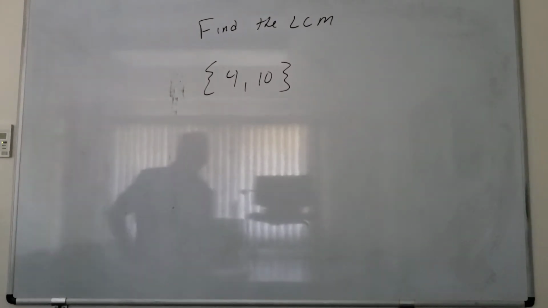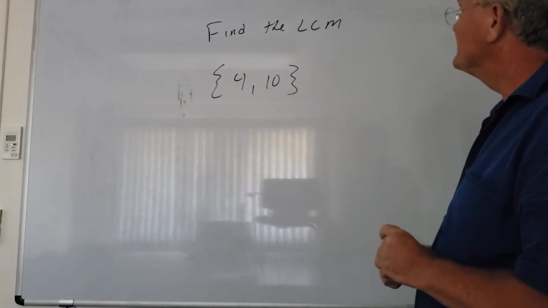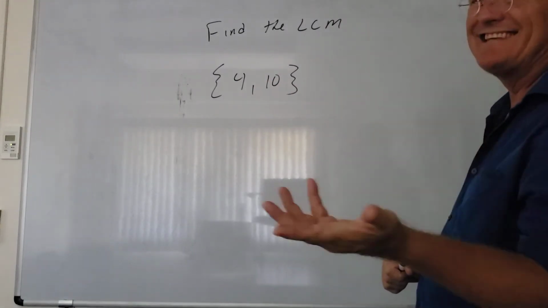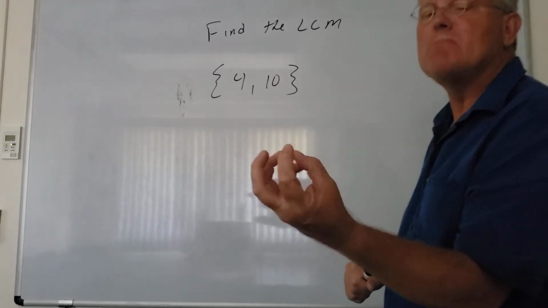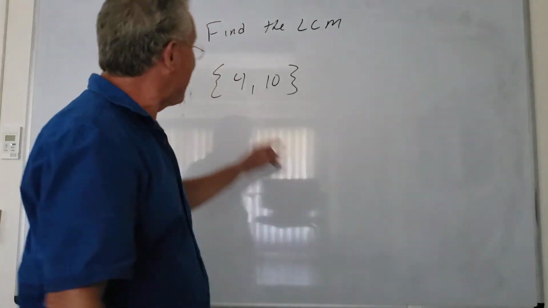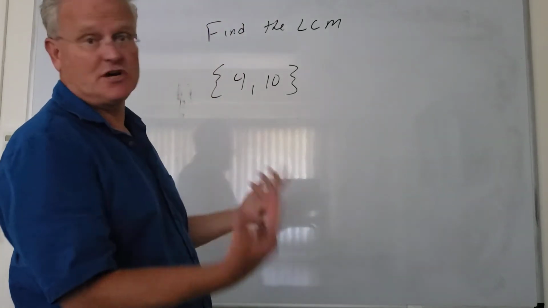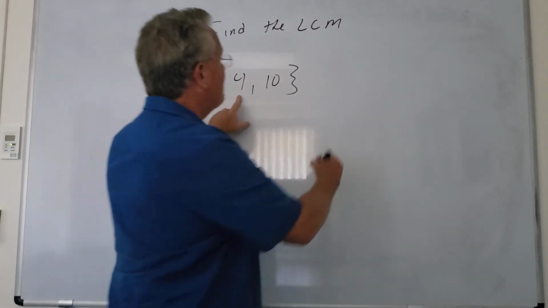Okay, so here we're going to find the least common multiple of a set of numbers. So the least common multiple is exactly that. It's the smallest multiple that is common to both numbers. So one way we can find it is just start writing the multiples of each number.